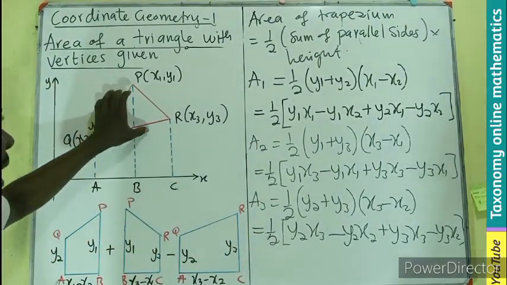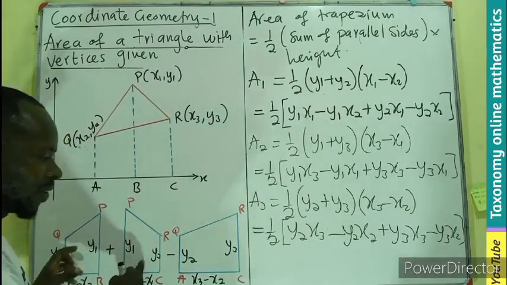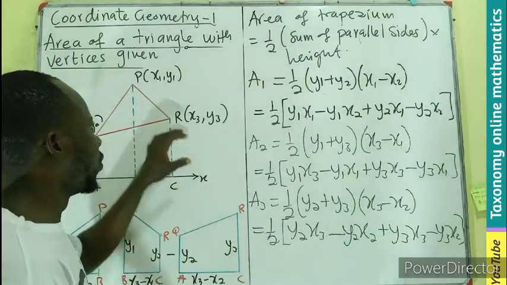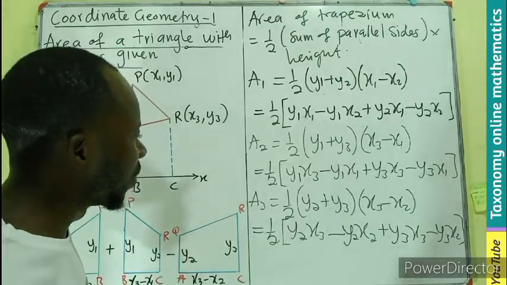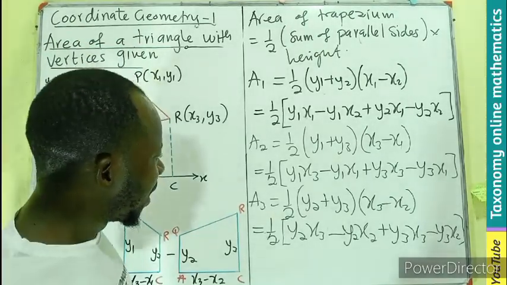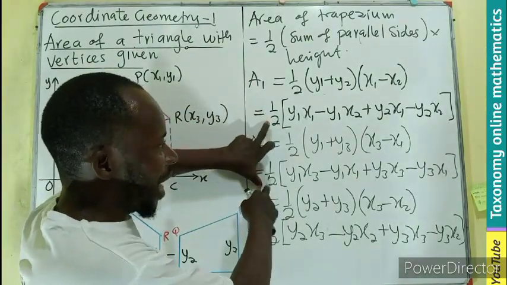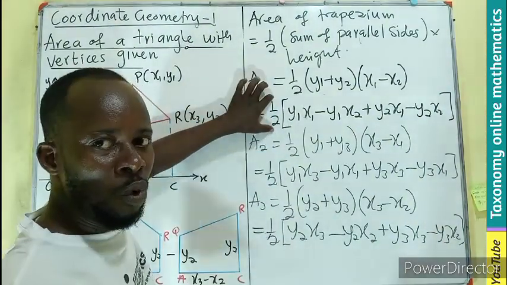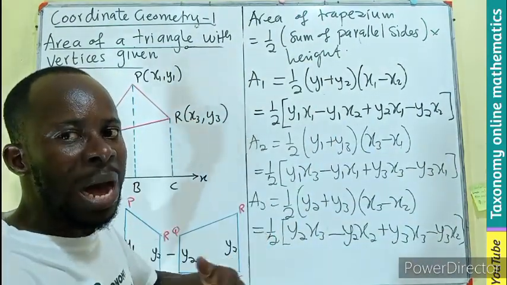We are looking for the area of the triangle. What are we going to do? We add the first two areas, then we subtract the third one to produce the area of the triangle. So let's see how we can put that together. But before then, as I am adding, the half will be in front, a common factor, so I can factorize the half out.